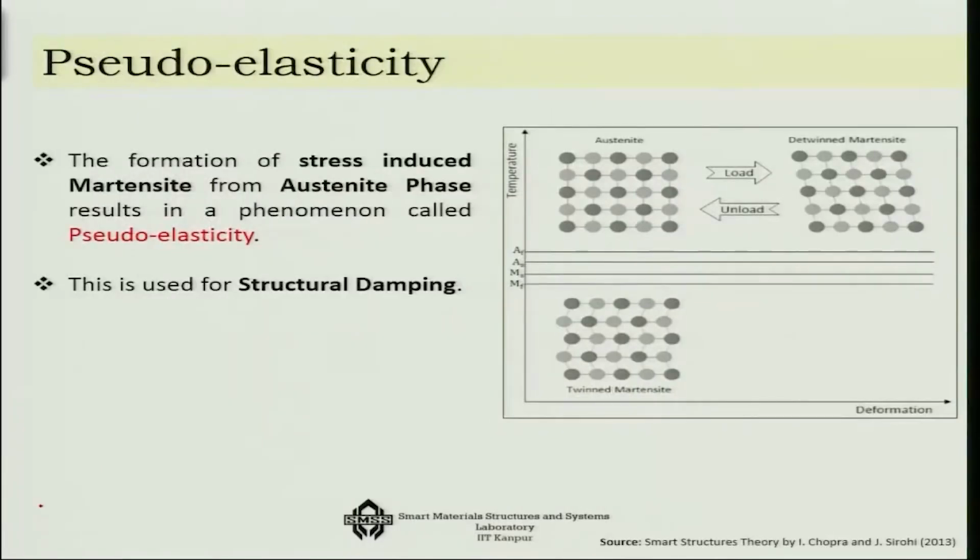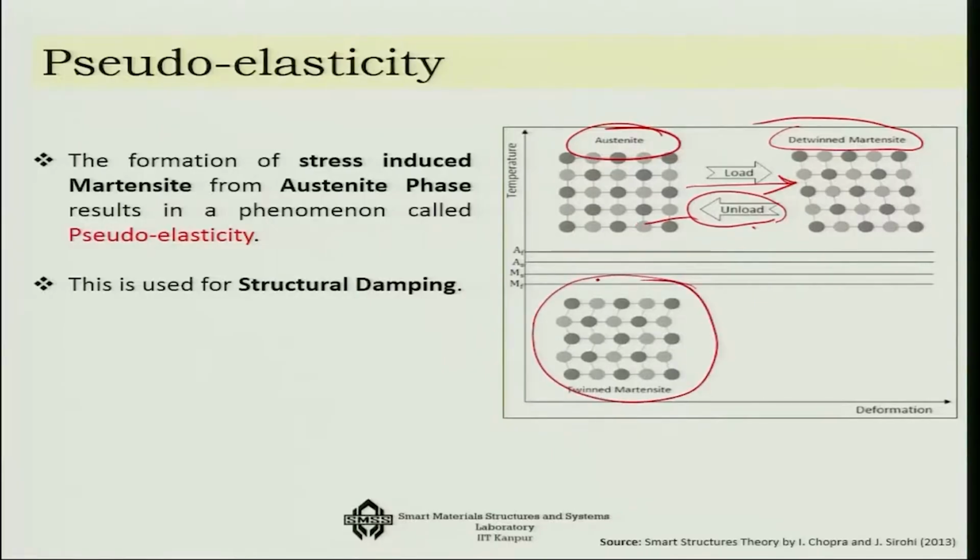Now if suppose I do not change the temperature, I keep the temperature at a high temperature level this time, not at low temperature but at a high temperature level, and then that means to begin with I am at the austenite level. Now at that level, if I load it, what is going to happen? It will straight come down to the detwined martensite phase, and then if I unload it, it will straight come back to the austenite phase. So you are not coming via the twined martensite state anymore.